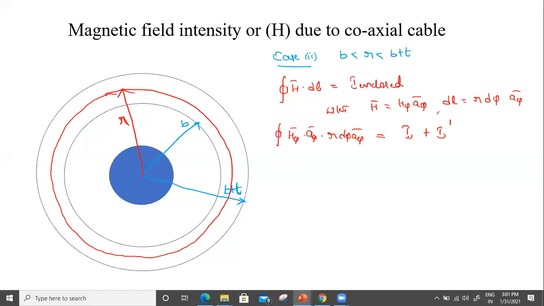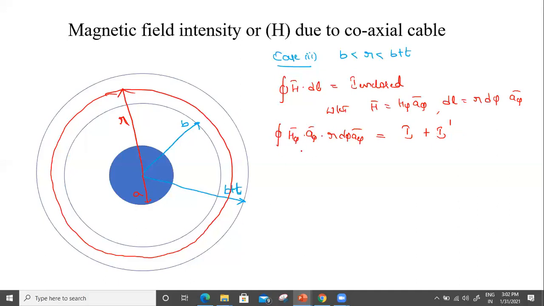Why these two are involved here: this required circle radius is r. Within that, we have the inner conductor. The inner conductor radius is a. And within that, the outer conductor is also there. So therefore I can write I plus I dash. I is nothing but the inner conductor current, I dash is nothing but the current due to the outer conductor.